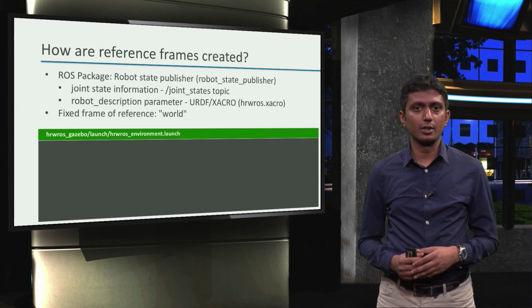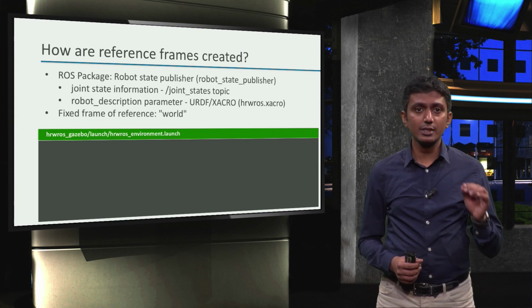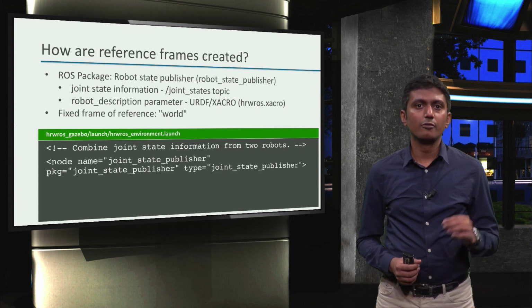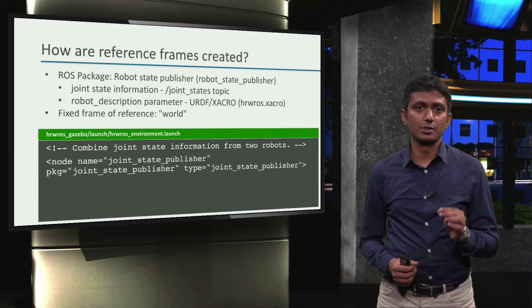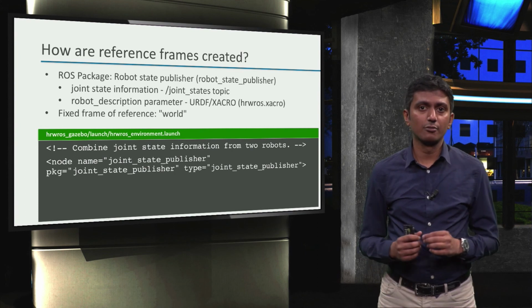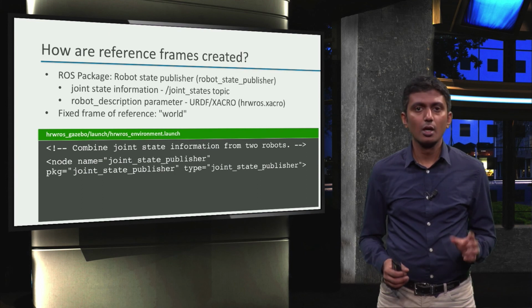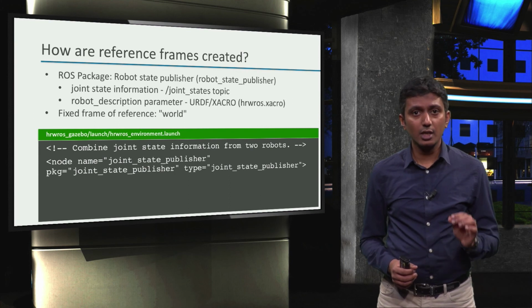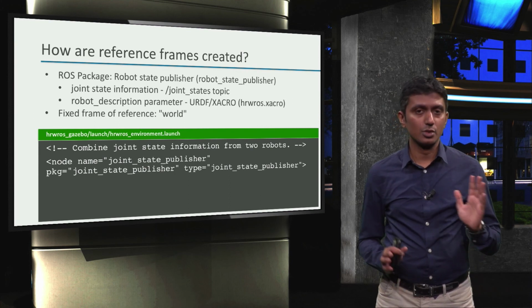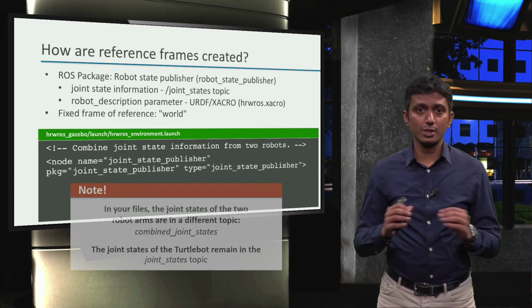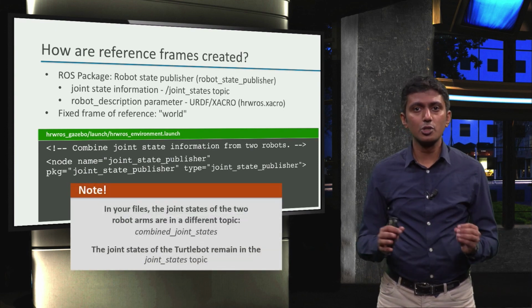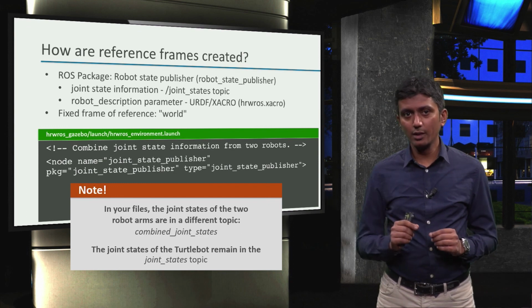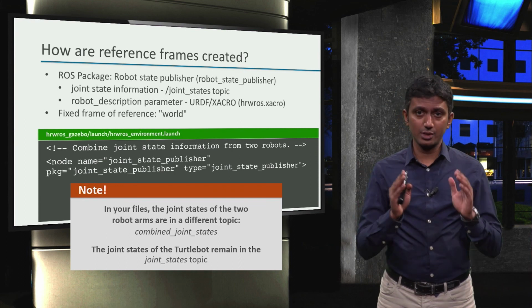In the code files provided to you for this week, you can find this snippet in the hrwros_environment.launch file. We use the joint state publisher ROS node to combine the joint state information from the two robot arms. Note that the TurtleBot directly publishes on the joint states topic via the corresponding Gazebo plugin. So, we just have to ensure the joint state information of the two robot arms is also published onto that topic. On a side note, recall from week 1 that multiple nodes can publish to the same topic.